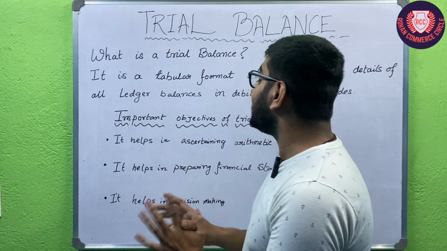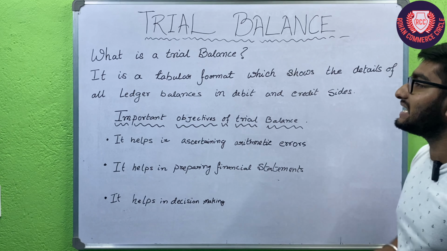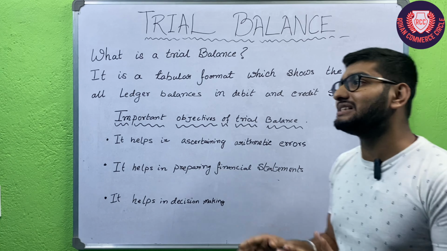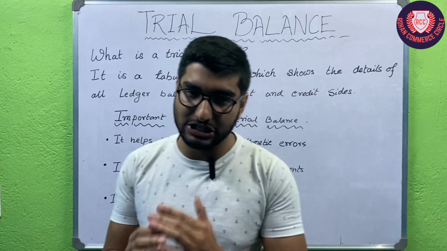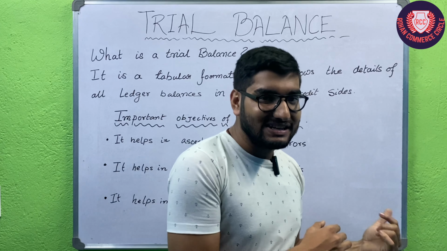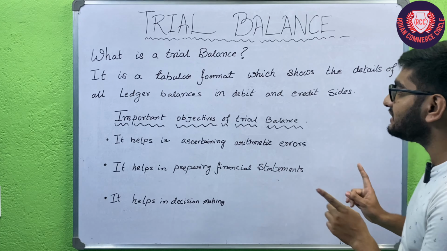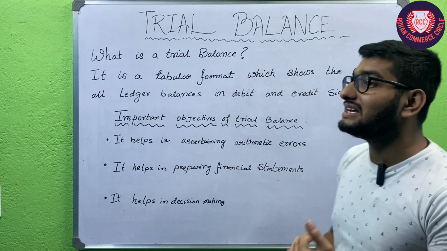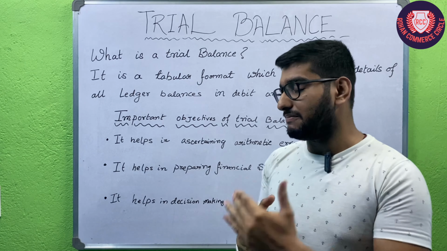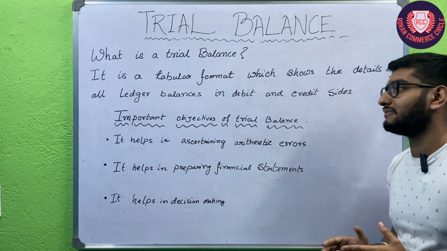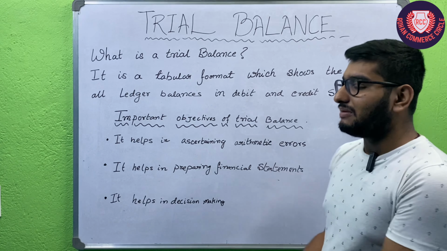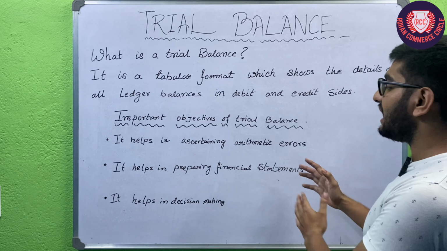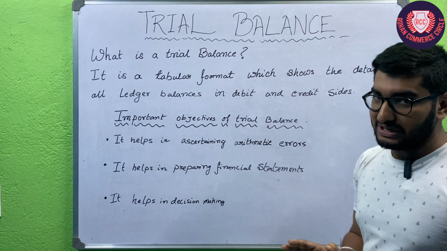Okay. Next is it helps in preparing financial statements. First is journal, then is ledger, then we are doing trial balance, then after trial balance we will do the financial statement. That means the next step of trial balance is financial statements. Okay, students. So trial balance helps in preparing the financial statements.